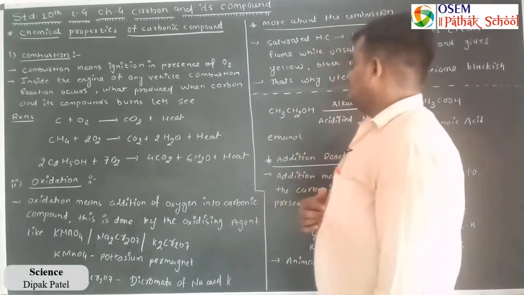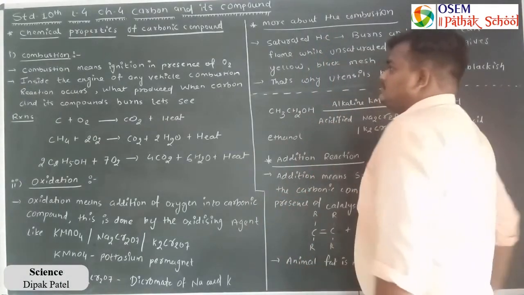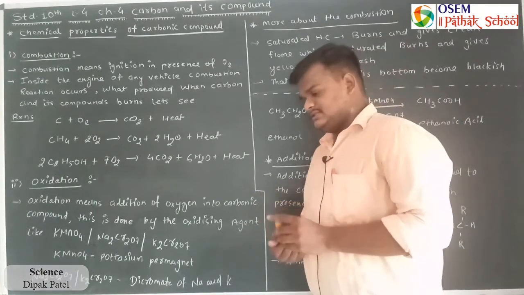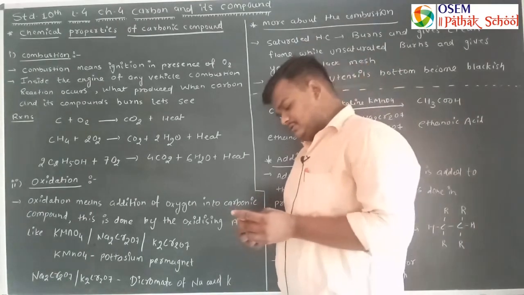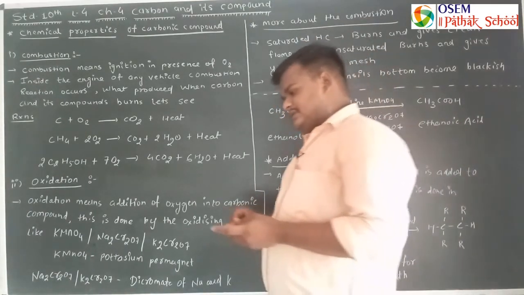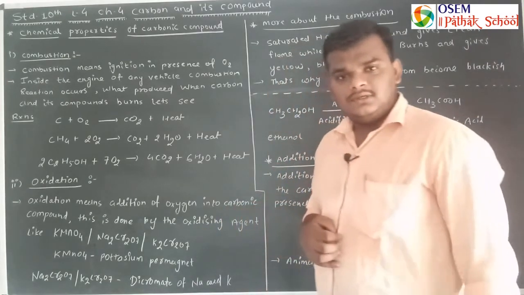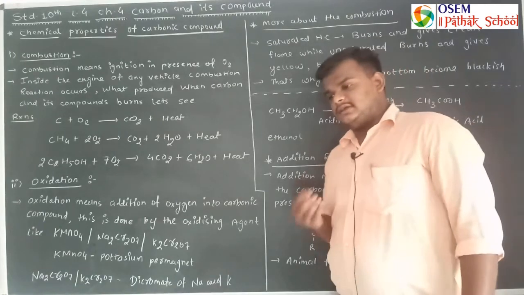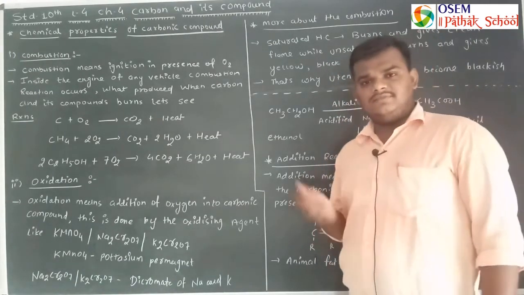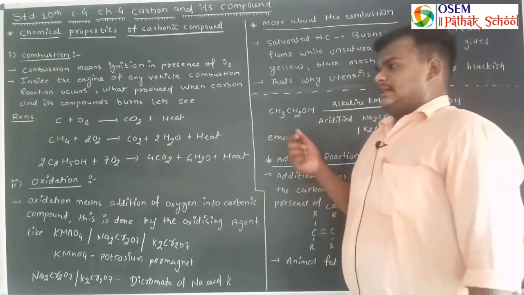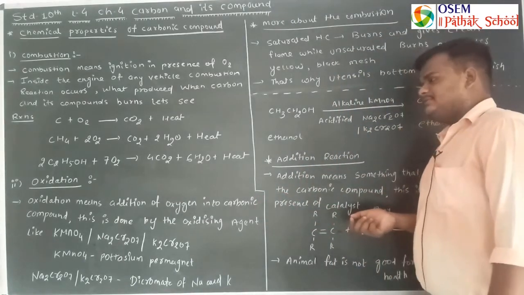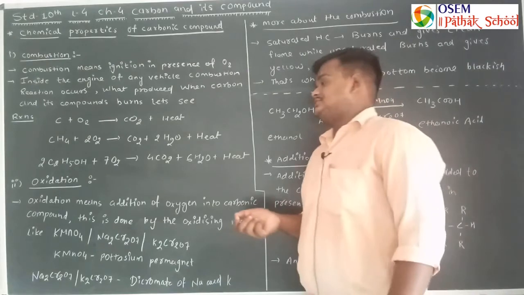Fourth lecture of standard 10, science. In the last lecture, we had started the homologous series and discussed it. After that, functional groups like carboxylic acid, the alcoholic functional group, then ester functional group, then ketone, that we had already discussed in the last lectures.